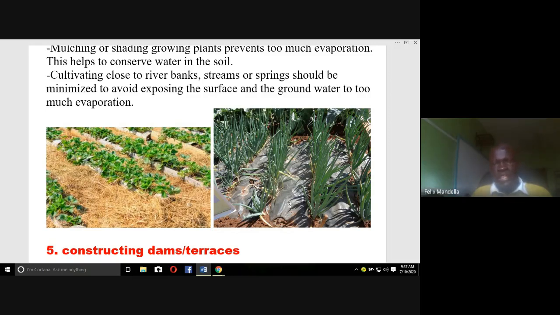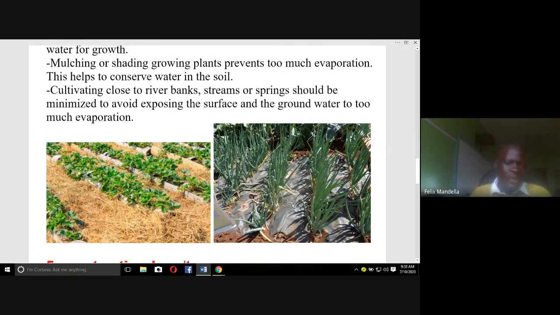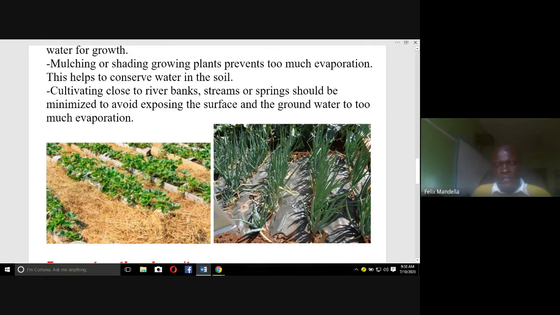So when you use plastic to mulch, it can be harmful to the soil. Plastic can harm the soil by polluting the soil. So it is not advisable to use plastic, though some farmers use plastic because of the expense of getting dry crop matter. So these are types of mulching, and you can see how green the onions are under the mulch, and it seems they are enjoying the environment. So this is a way of conserving water.